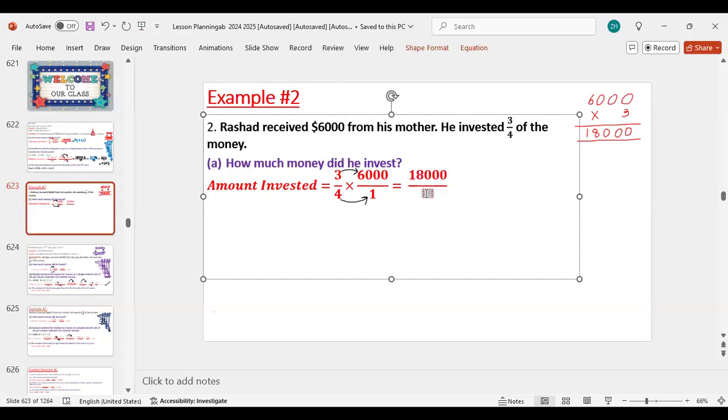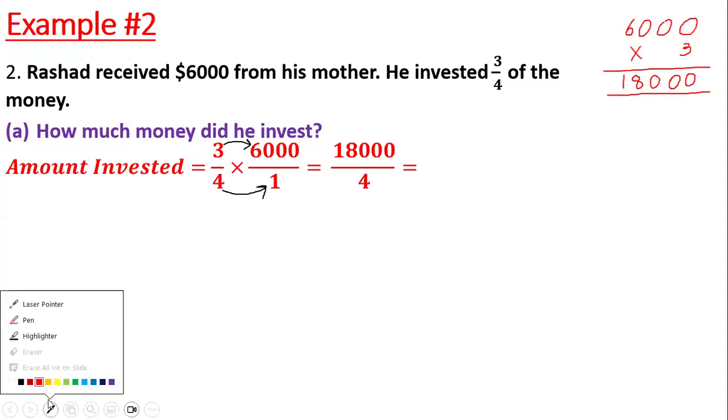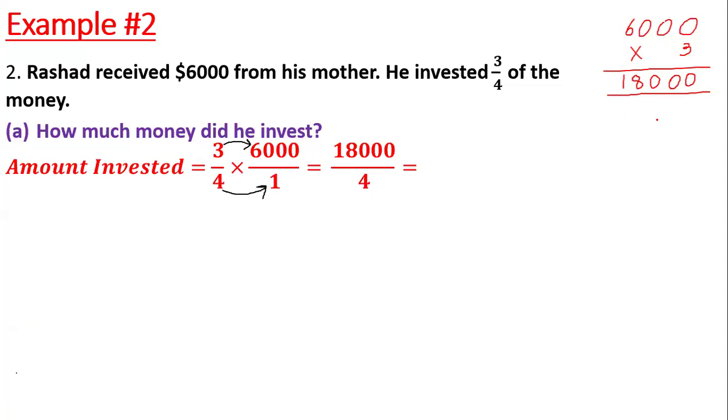Over 4, which is going to be equal to... so we say 4 into 18,000.